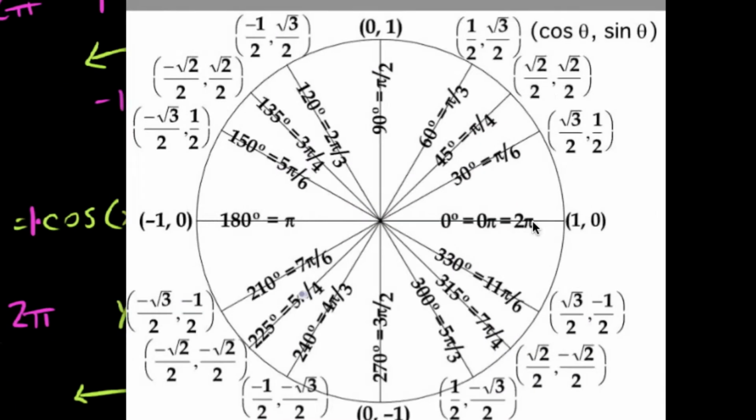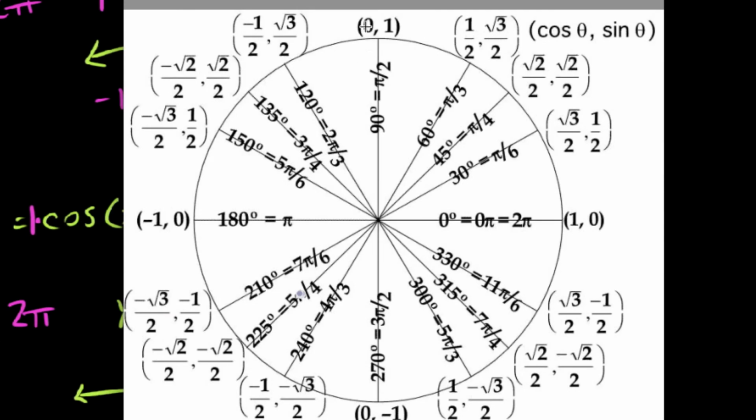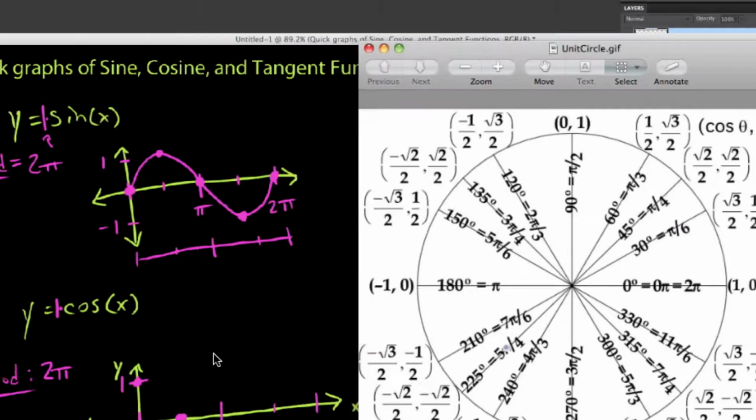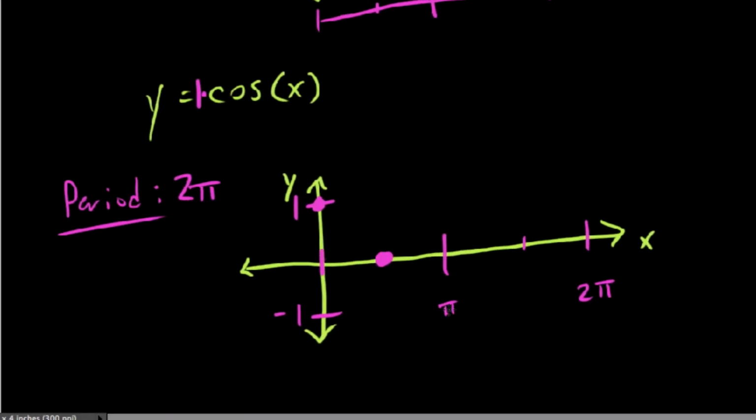That is, at pi halves or 90 degrees, the cosine value is 0. At 180 degrees, the cosine value, or the x value, is negative 1. So at pi, we're down here at negative 1. Sorry to scribble over my pi there. And then it goes back up to the ground level, and then back up into the air.